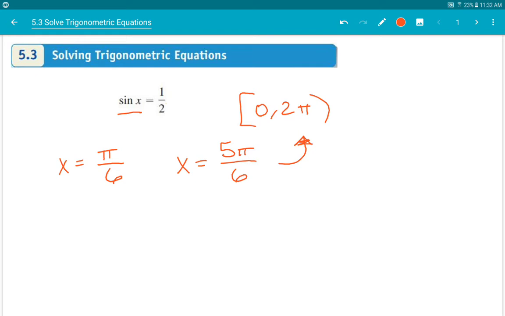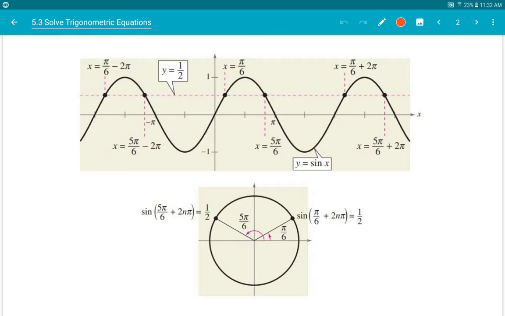However, the problem never told us to find the solution based on a closed interval. It actually just said find the solution, right? So what we have to think about is sine being periodic, and sine is going to occur multiple times throughout the domain at particular values.